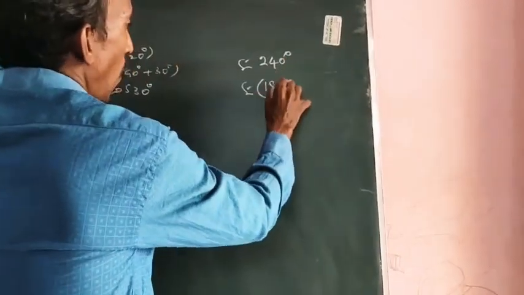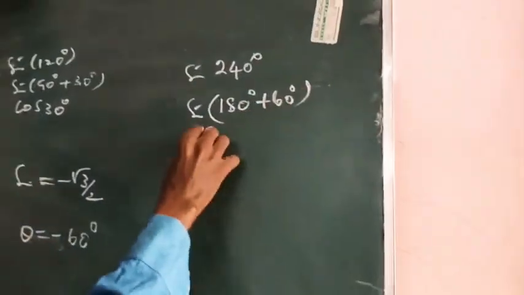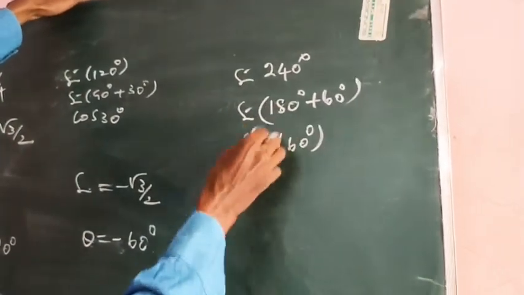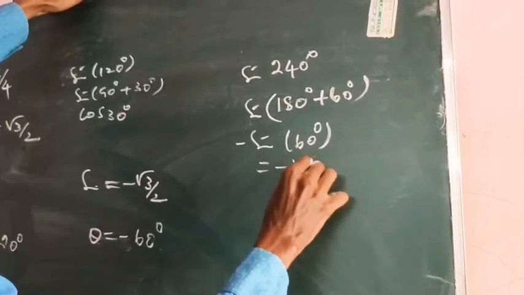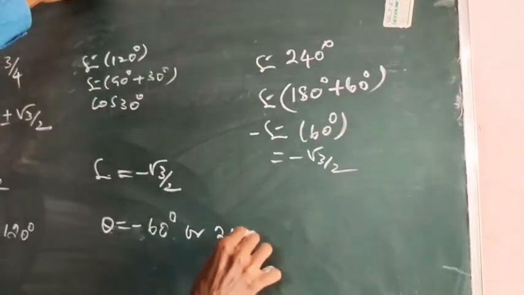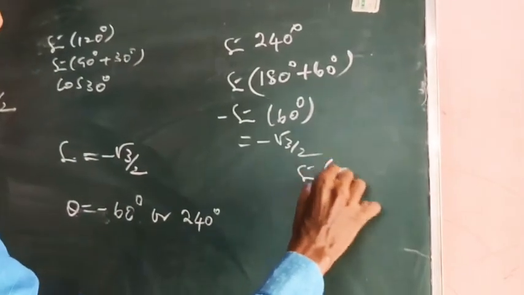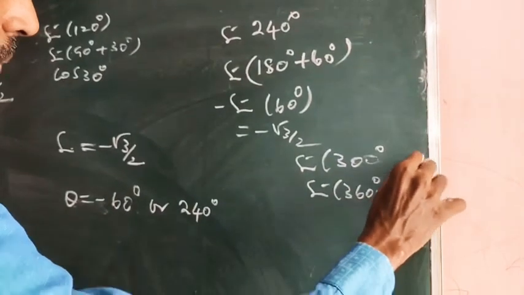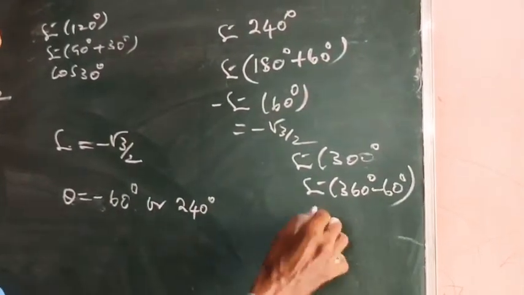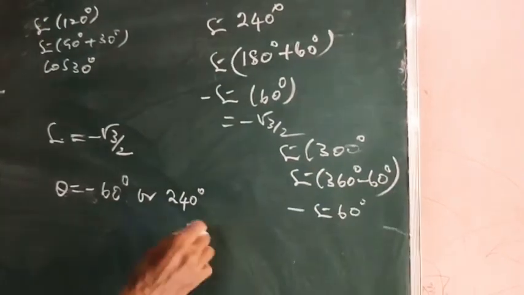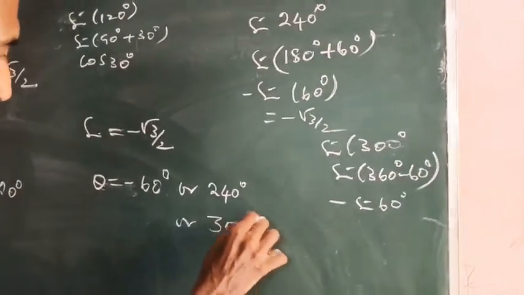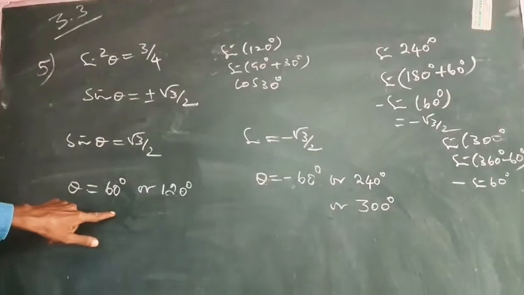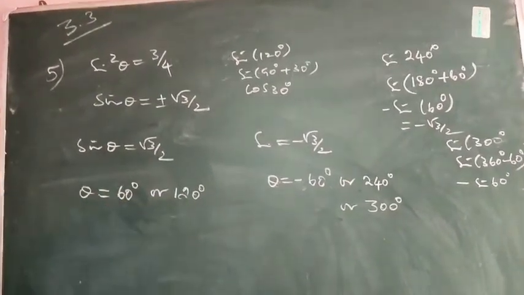So 240 is 180 plus 60, again sin 60 is root 3 by 2, and in the third quadrant sin is negative, so we get minus root 3 by 2. So 240 is another answer. Similarly, consider 300: sin 300 can be written as sin of 360 minus 60, fourth quadrant, again sine negative, so we get the same answer. So here we have three possibilities, theta equal to minus 60 degree, or 240 degree, or 300. For the positive case we have two possibilities, 60 degree or 120 degree.